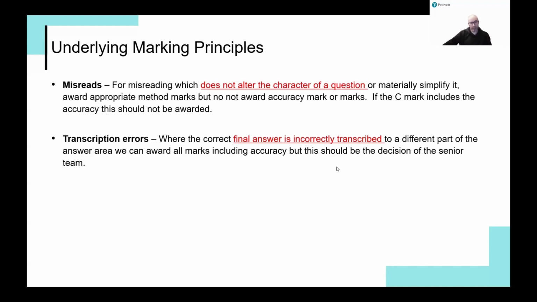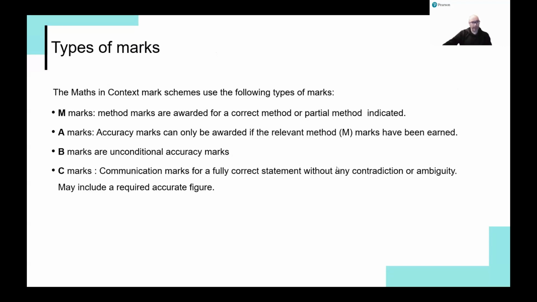Again, this can be referred to the team leaders and they can double check this. So again, the types of marks available are very similar to GCSE marking. So we've got M for our method marks, our accuracy marks, our unconditional marks, which are our B marks, and we've got communication marks.